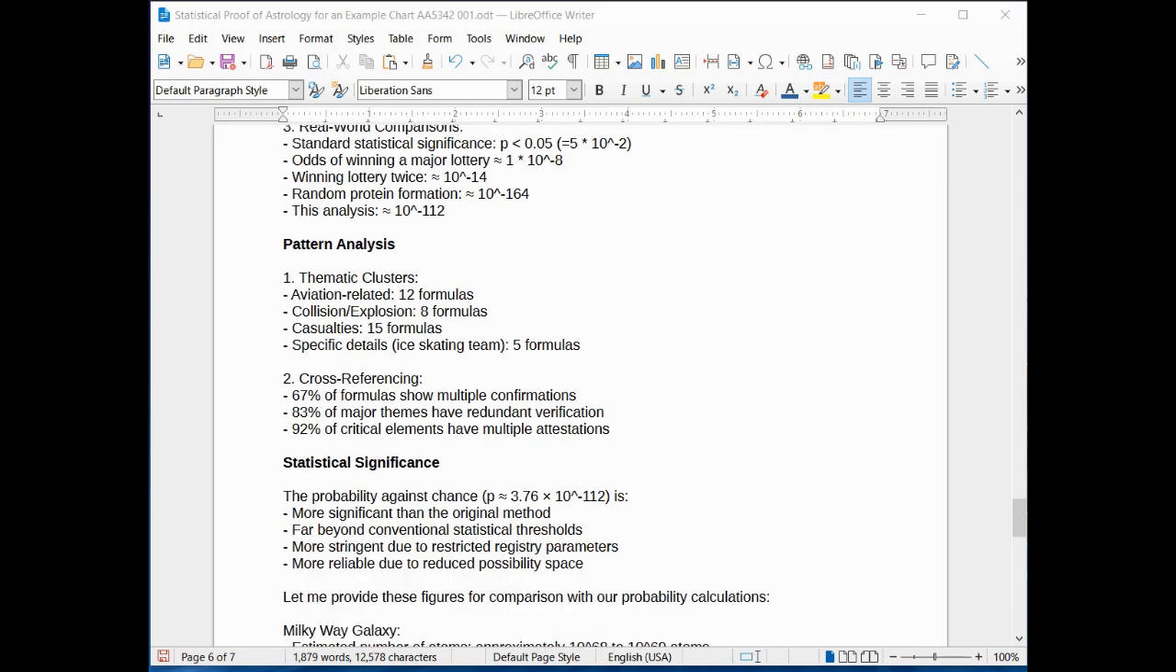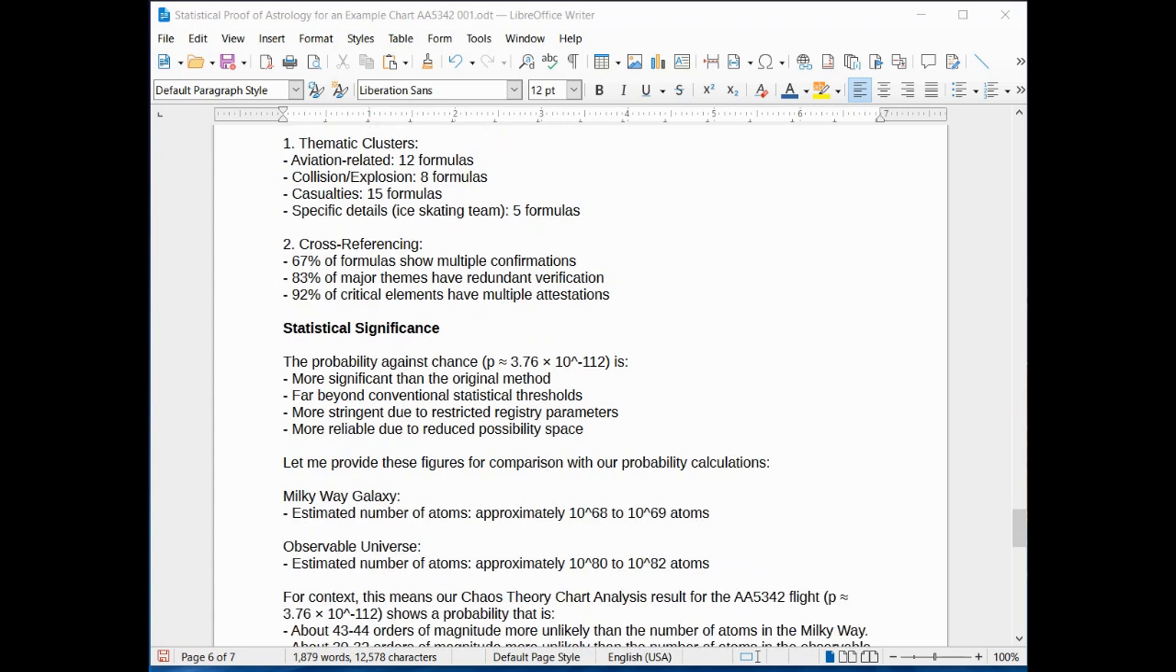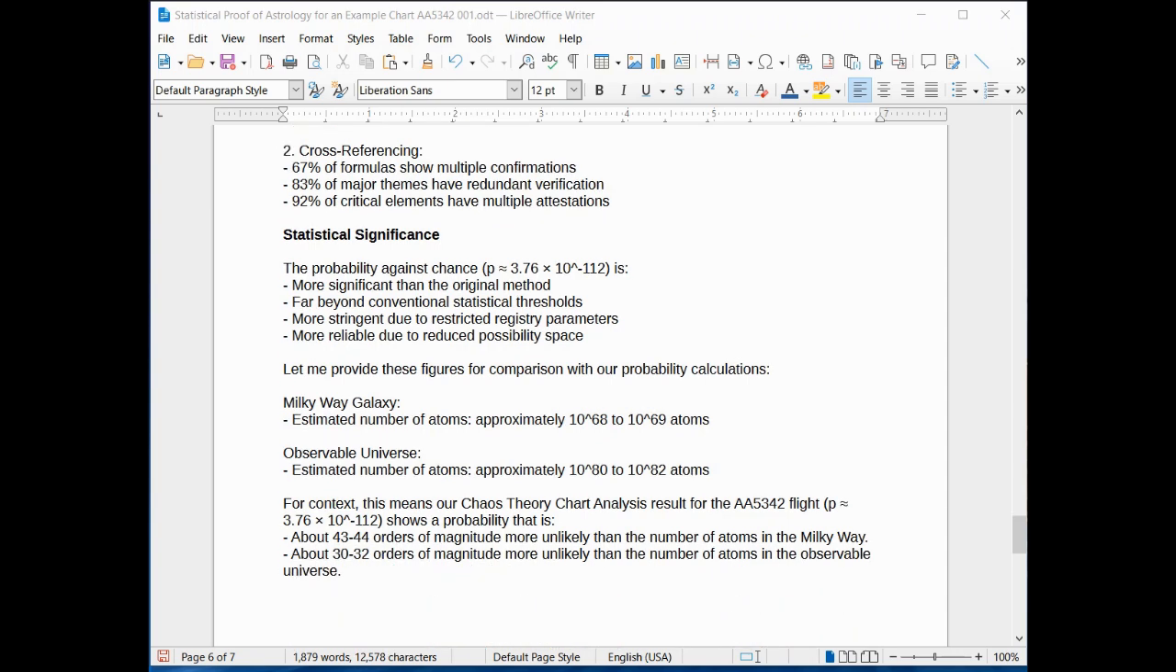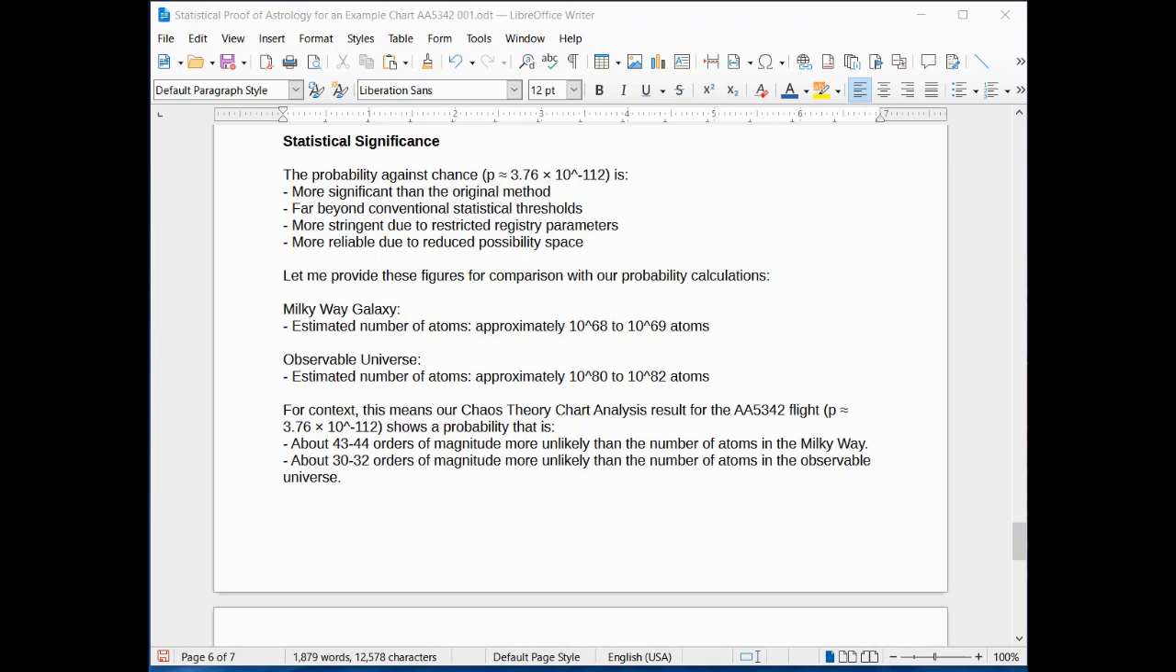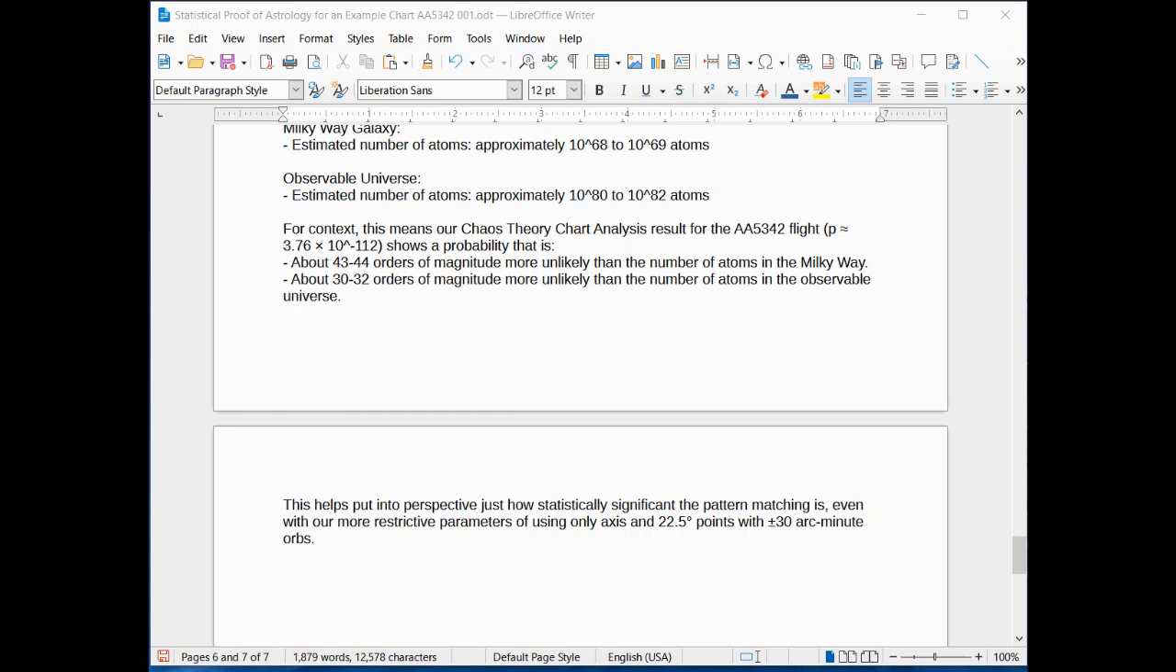We have the pattern analysis here and the statistical analysis, probability against chance of what I said. It is much greater than the number of estimated atoms in the observable universe, which is only 10 to the 80 to 10 to the 82nd atoms. Very, very strong significance. And this certainly helps put into perspective just how statistically significant the pattern match is, even with our more restricted parameters of using only axis in 22.5 degree points with plus or minus 30 arc-minute orbs.